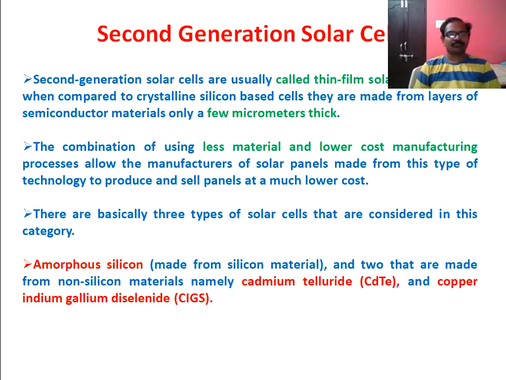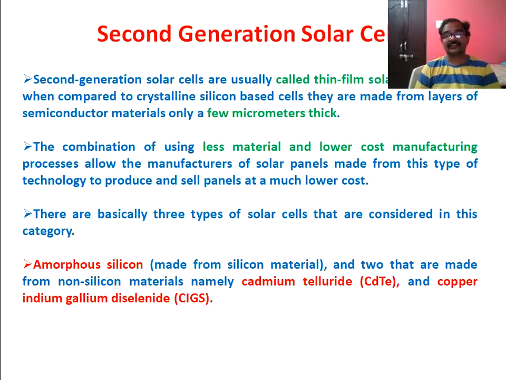Welcome back. In the last video, we discussed the first generation solar cells, that is, the monocrystalline solar cells and the polycrystalline solar cells. We have already seen that the monocrystalline solar cells are manufactured by means of a process called the Czochralski process, and the polycrystalline solar cells are manufactured by means of a process called the casting process.